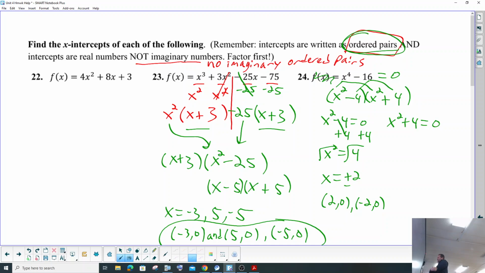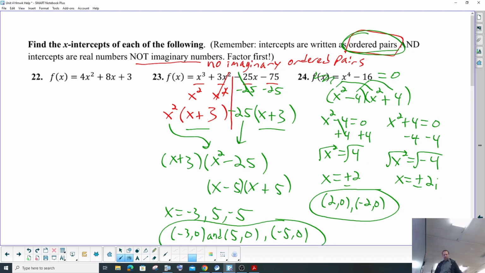But also over here you could minus 4 to the other side. And you get x squared equals negative 4. And if you square root both sides, you get x equals plus or minus 2i. So these are the x-intercepts, I guess you could say, because it's got a 0 in there. Intercepts are ordered pairs, which is different than just finding the zeros. I mean, I don't know. They're both finding the ordered pairs and zeros. So this is our answer.